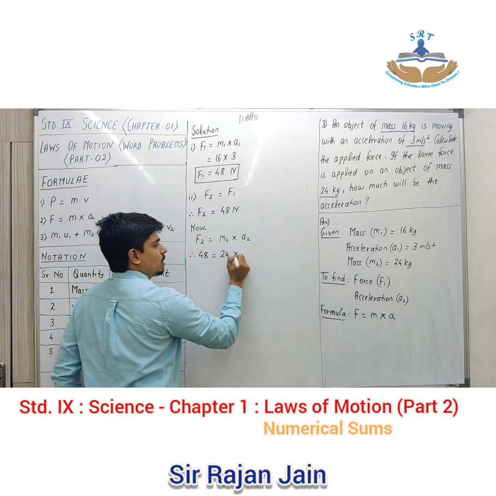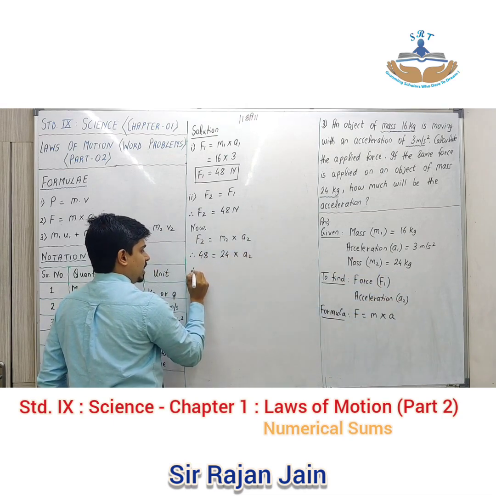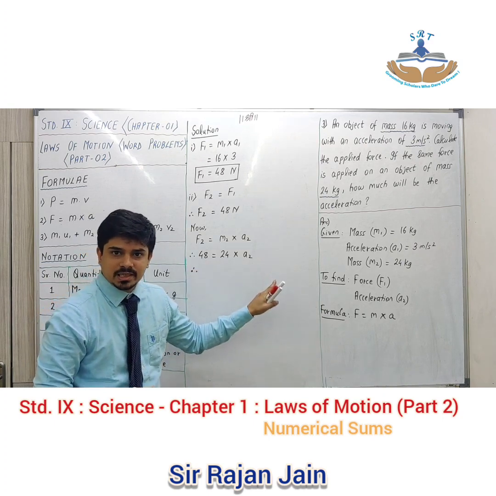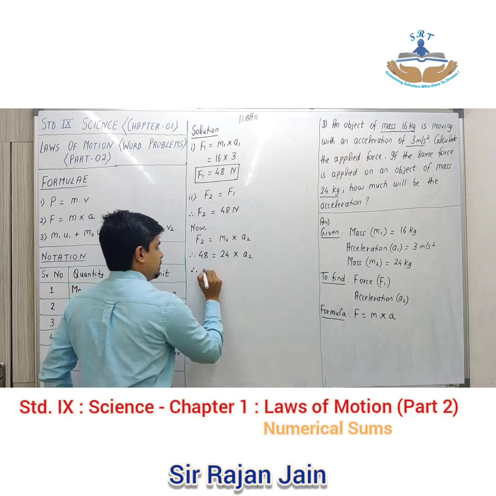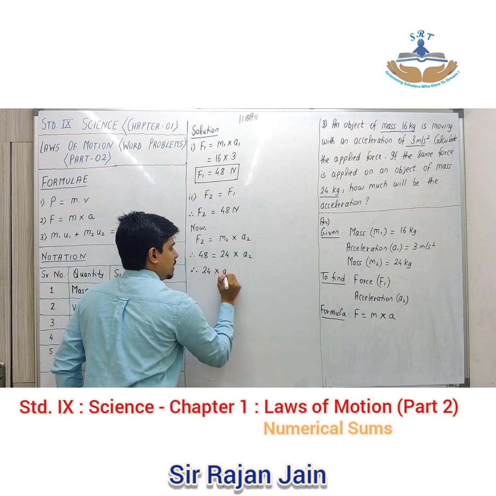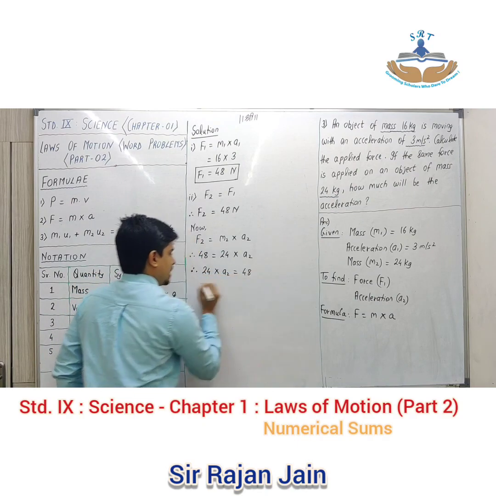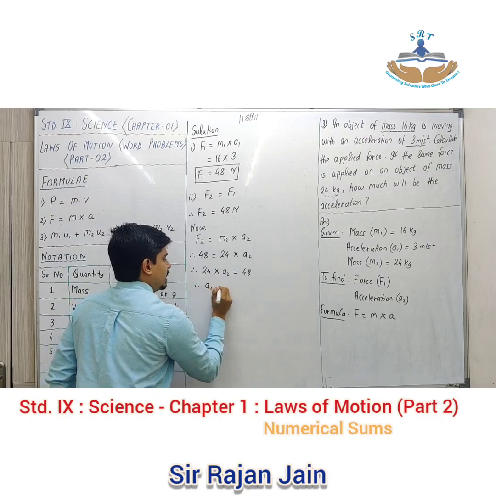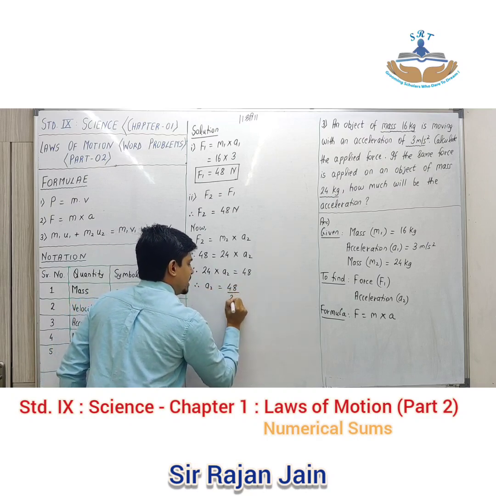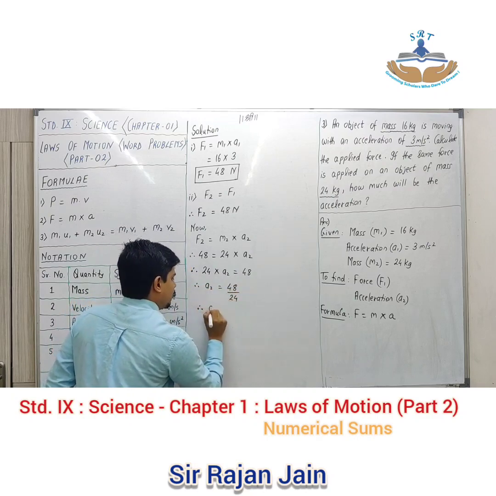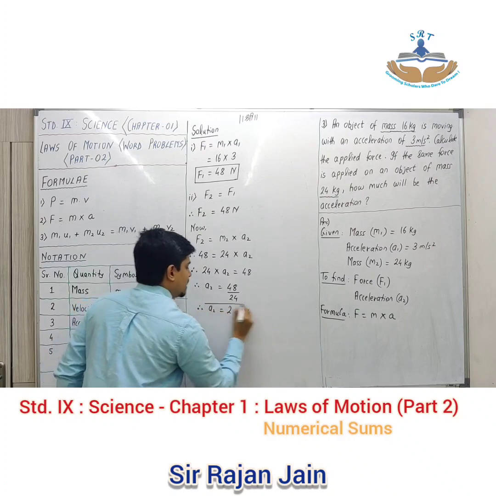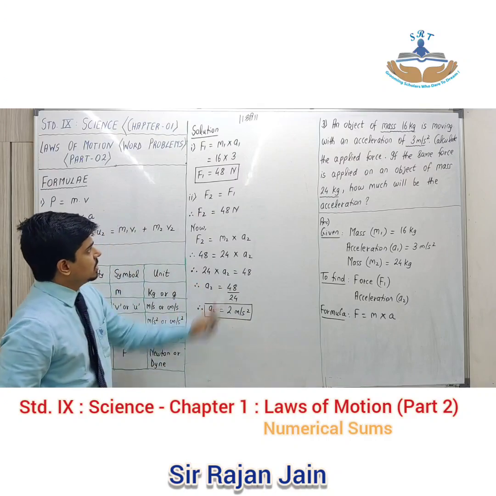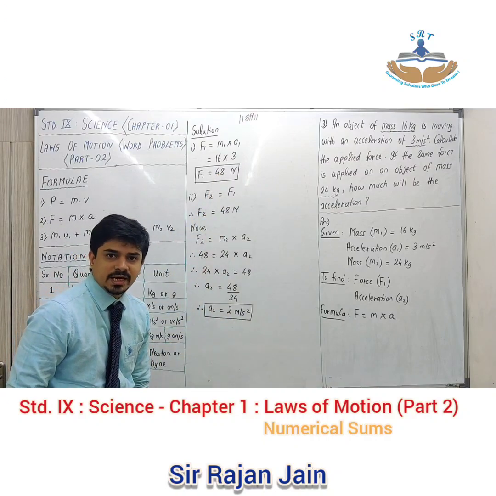So 24 into A2. Now my unknown quantity is on the right side. Okay. So do not shift anything. I will reverse the equation. If I reverse the equation, 24 into A2 becomes 48. Therefore, A2 is equal to 48 upon 24. Therefore, A2 is equal to 2 and its unit will be meter per second square. Clear? This is your first answer. This is your second answer.